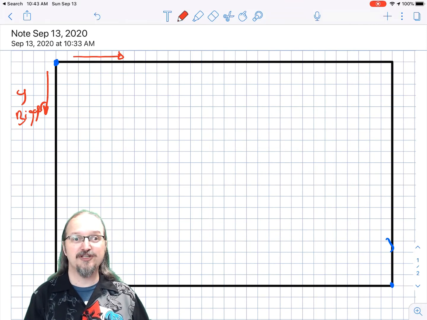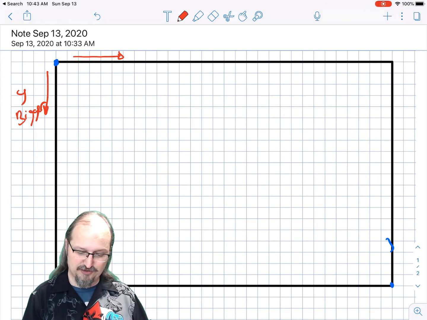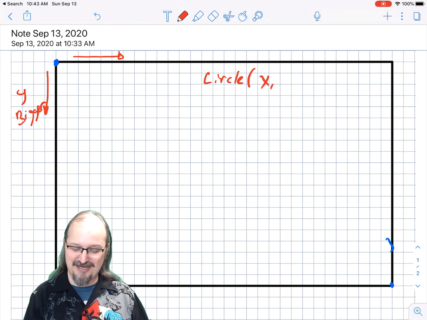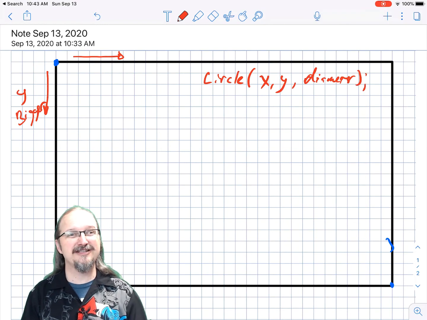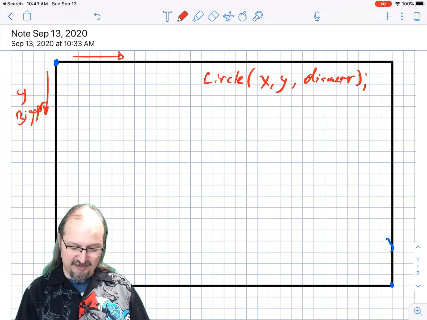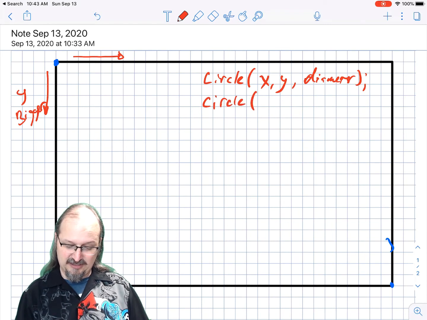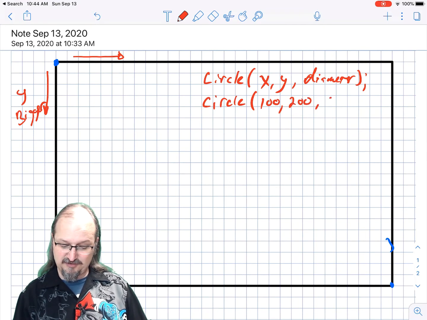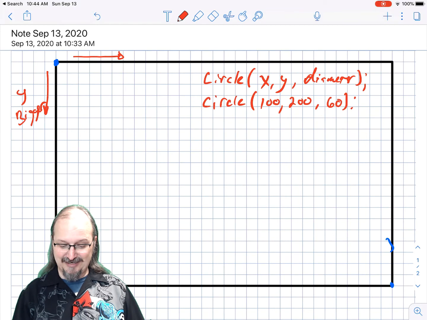All right. So let's say I wanted to draw a fish. I could use the ellipse function or the circle function. I'm going to be lazy and use the circle function. So if I wrote circle, for the circle function we have x, comma, y, comma, radius. I'm sorry, diameter. That's our circle function. That's one of the ones in our P5 reference for shapes. So if I wrote a circle and I gave it, say, 100, comma, 200, comma, 60, what's that going to look like on my screen?